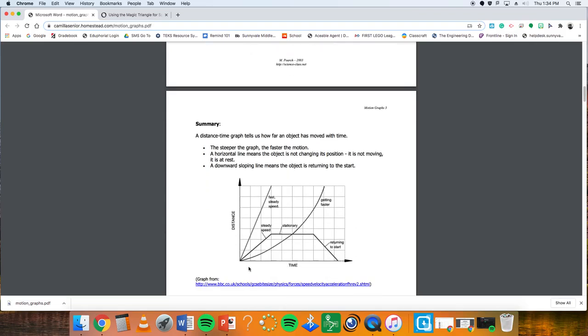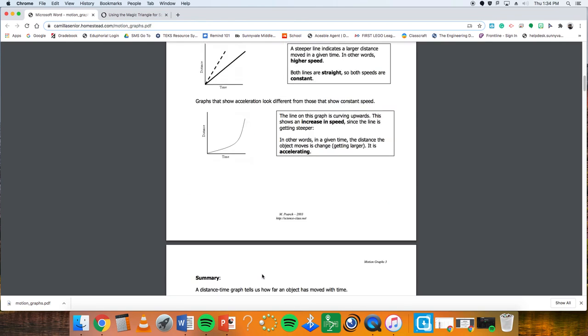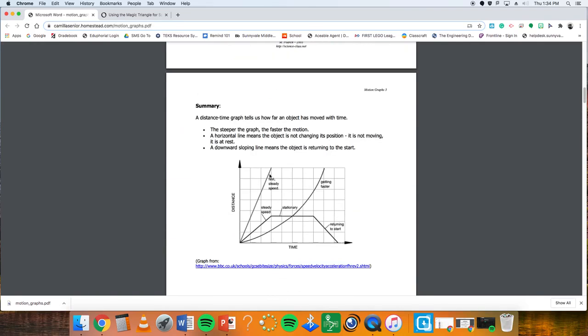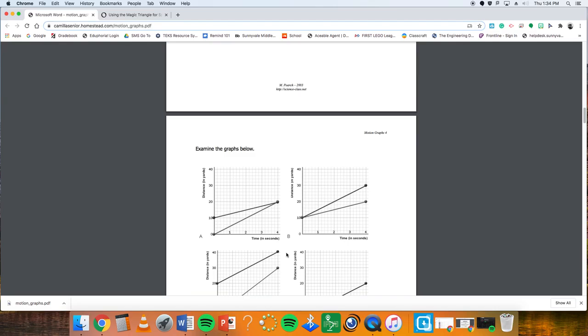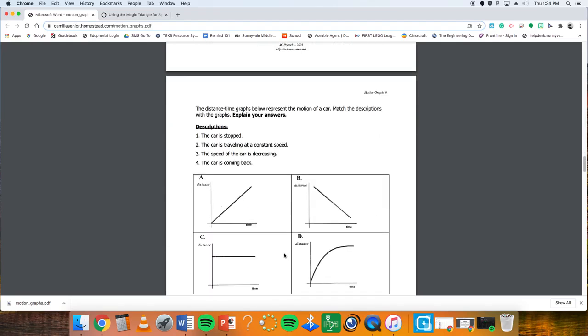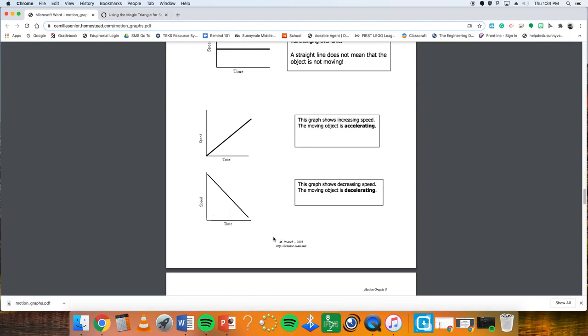So this is a summary. This is actually a page that you guys are going to be doing when you get to motion graphs. So I'm kind of giving you some explanation. This is a wonderful example of speed on a distance time graph, and know that stationary or at rest is a flat line on a distance time graph, and then returning to start. Some other explanations there, but I hit you with the basics. You're going to show your work.